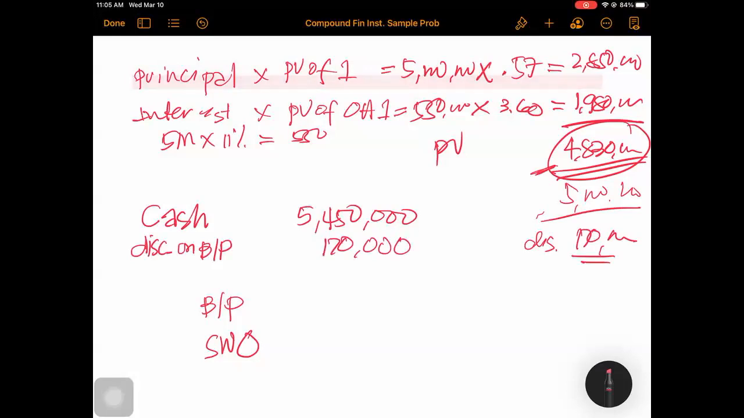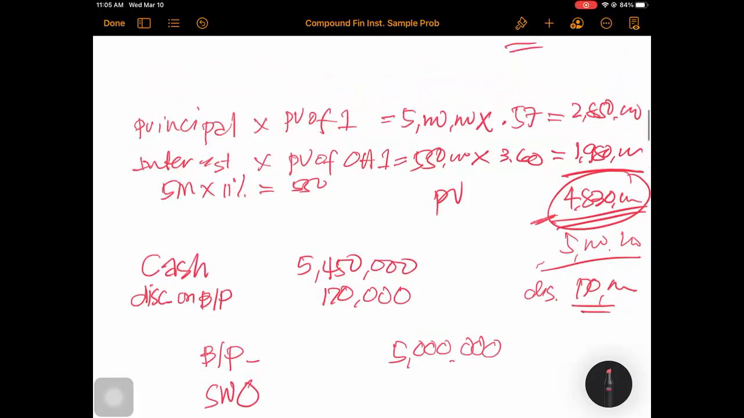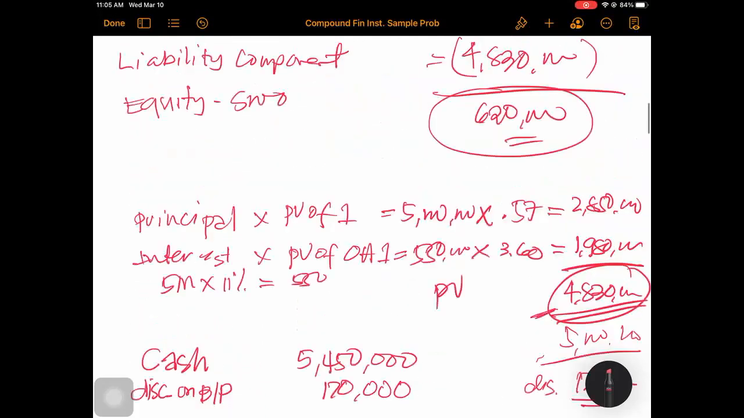Then always your bonds payable account is recorded at face value. Face amount ni face value gina sa perme. Okay, so 5 million. Then pila imong share warrants outstanding, based on the computation, you have 620,000.